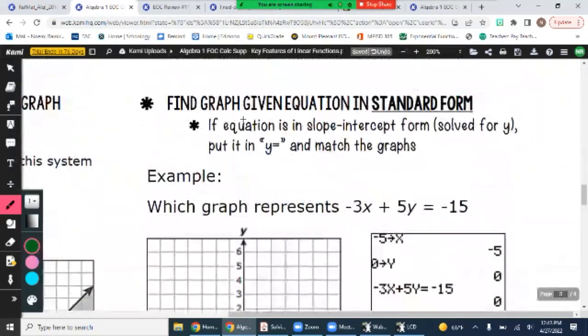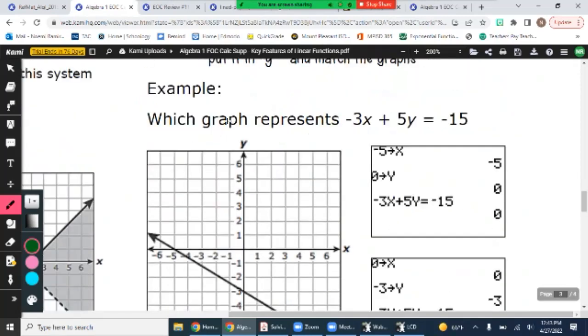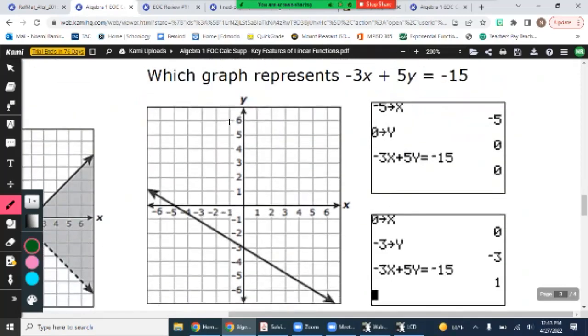This one. What if the equation is given in standard form? There it is. This is the type of equation I'm talking about where it's not solved for Y. A lot of us are still not very good at solving for Y. If you think you're good at solving for Y and you're comfortable solving for Y, go for it, okay?